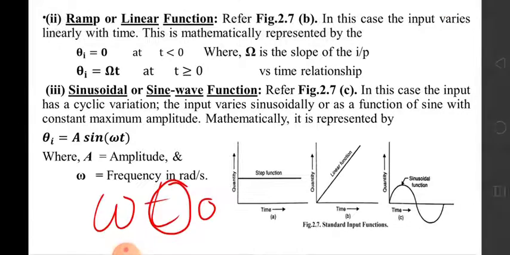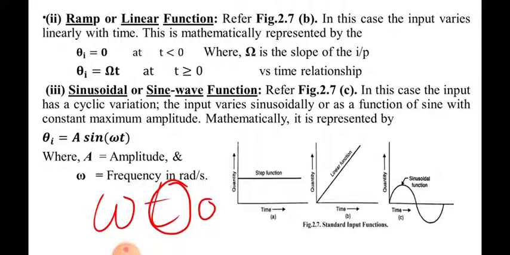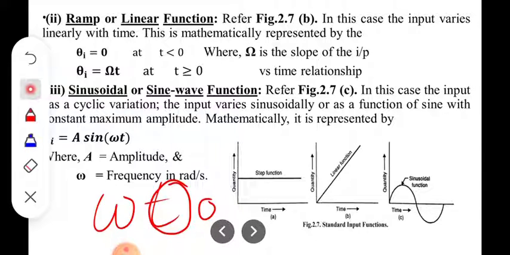Okay, then we increase the value of time to maximum. In that case omega t will become maximum, or we can take it as 90 degrees, so sin 90 will be 1. And 1 multiplied by A will be capital A, meaning theta I equal to A. That's why we will get the point here.